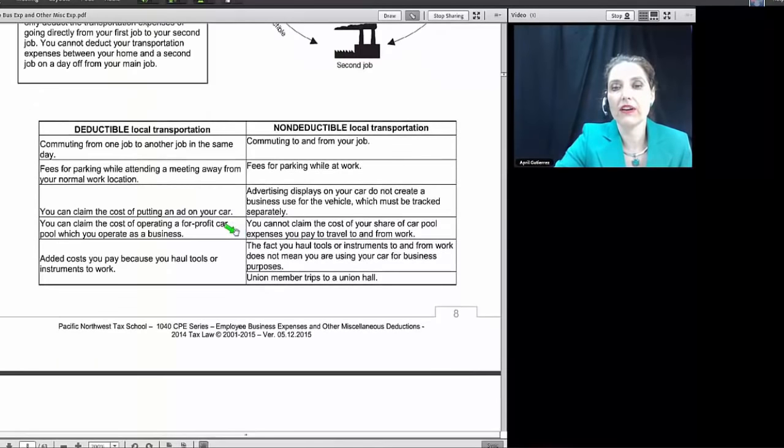You cannot claim the cost of your share of carpool expenses if you pay to travel to and from work in a carpool. And the fact that you haul tools and instruments to and from work in your car does not mean that you are using the car for business. You still have to have a mileage log and you still have to track the use of that car. And finally, union member trips to a union hall are not deductible, and if you prepare tax returns for people who are union workers, it's bound to be the case they're going to ask that question at some point, so you may as well just know, sorry, not deductible.